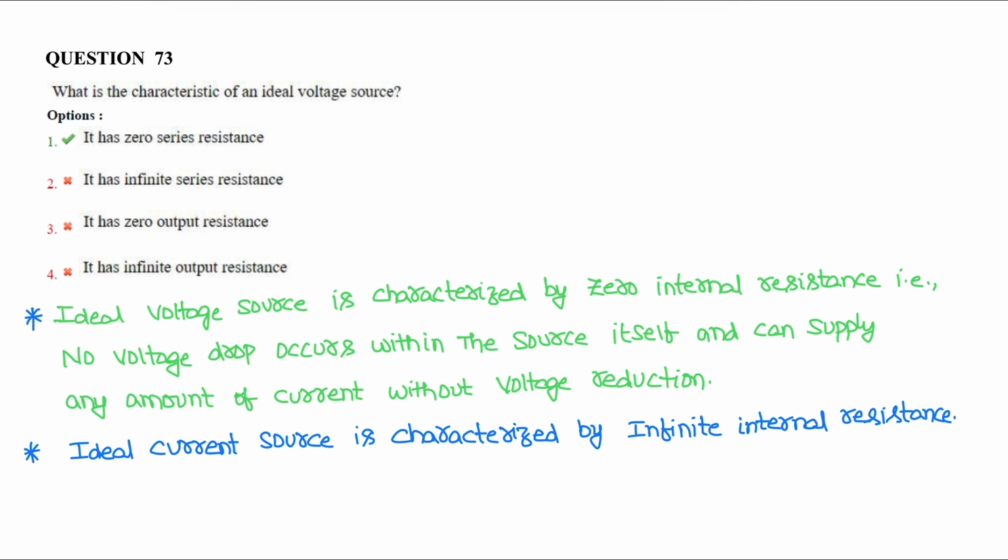What is the characteristics of ideal voltage source? An ideal voltage source is characterized by zero internal resistance, that is no voltage drop exists within the source, and the source can supply any amount of current without voltage reduction. Similarly, ideal current source is characterized by infinite internal resistance. Here the correct option is 1. The characteristics of ideal voltage source is zero series resistance.